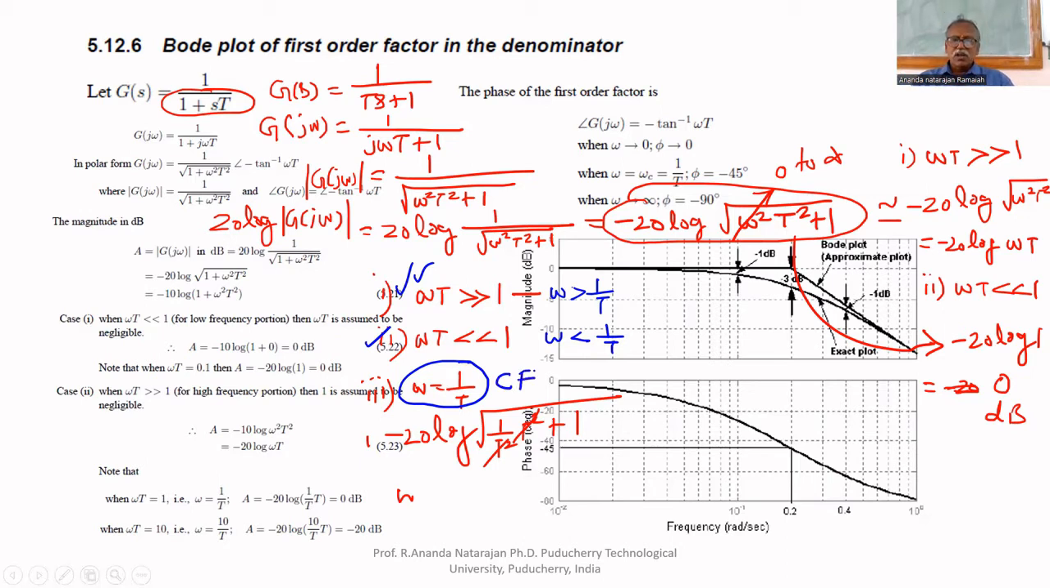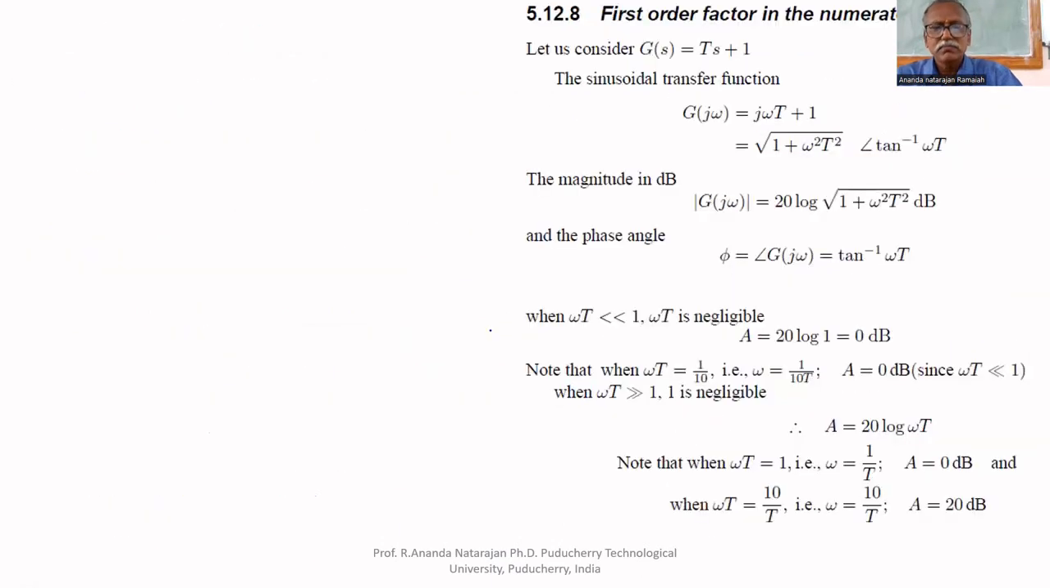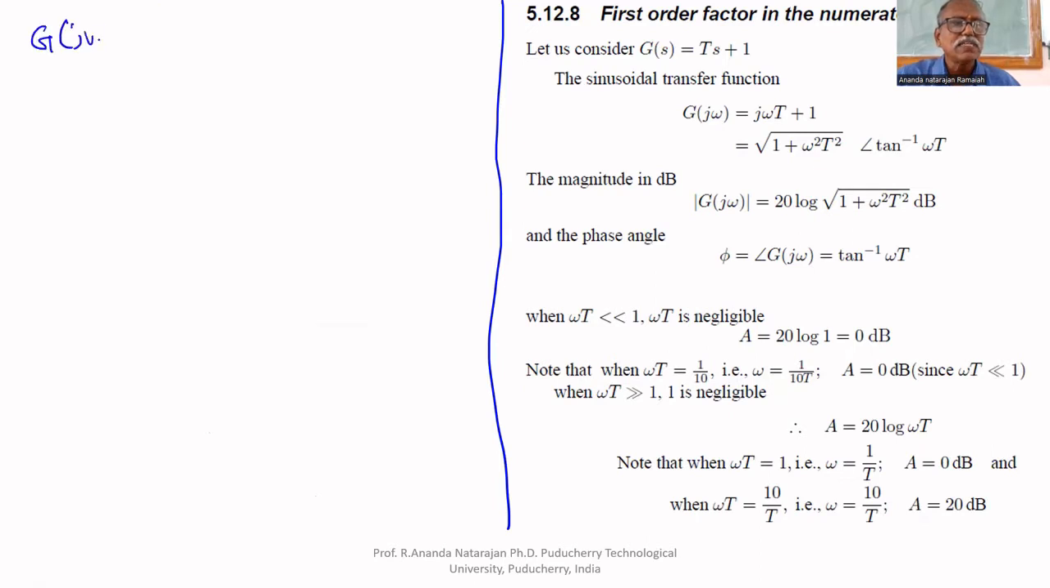That point is called the corner frequency. Now, let us assume that G of j omega equals 1 by square root of omega square tau square plus 1.